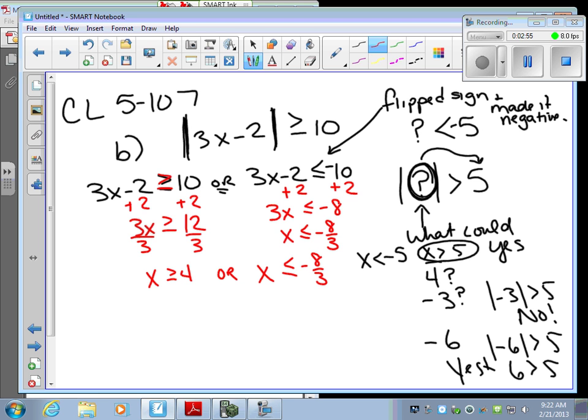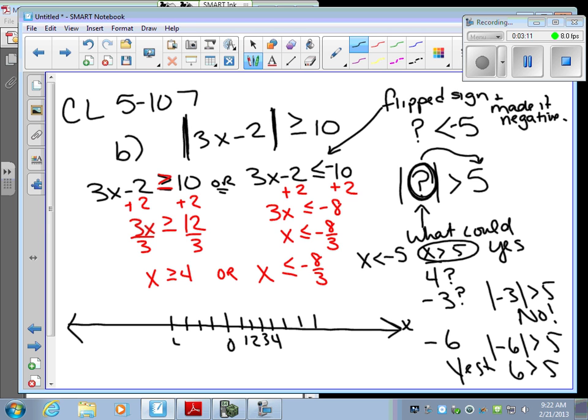Now on a number line, what that's going to look like, and I better check and see if this is true. I'll put 0 here. Here's 4. Here's -4. And -8/3, another way to look at that number, is -2 2/3. So here's -2 2/3. I'm going to put a closed circle on -2 2/3, and a closed circle on 4. Now I'm going to see where it goes.